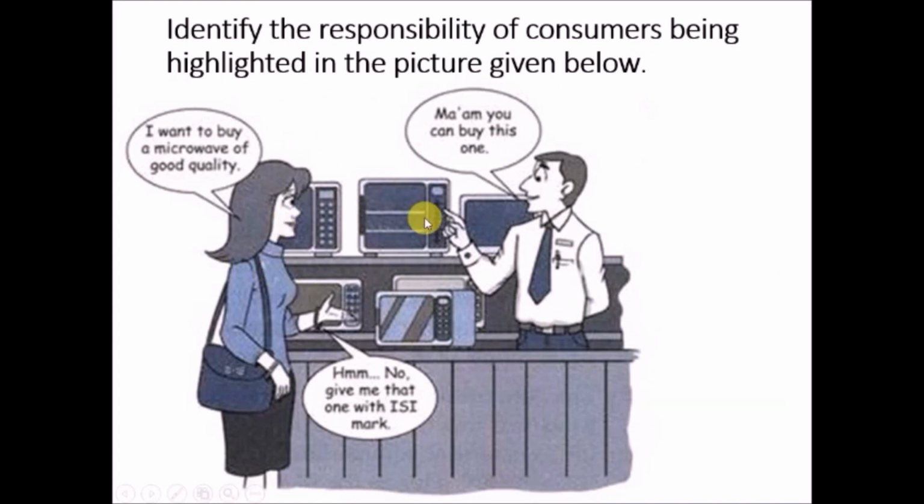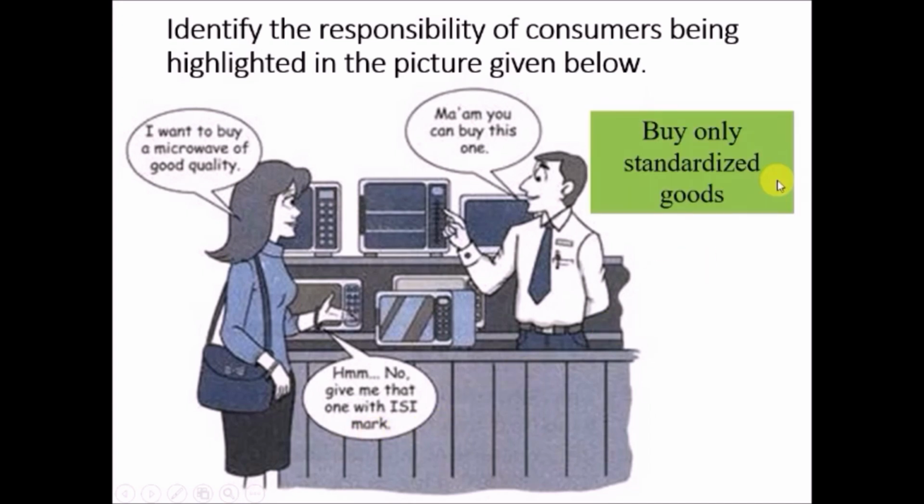Next, again from this picture you have to identify the responsibility of consumer. This girl is saying, I want to buy a microwave of good quality, and the seller is saying, ma'am, you can buy this one. But this girl is saying, no, give me that one with ISI mark. So can you tell me which particular responsibility is highlighted here? Yes, buy only standardized goods which carry certain standardized marks. Here the standardized mark is ISI.